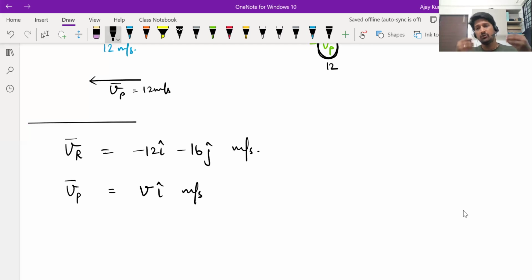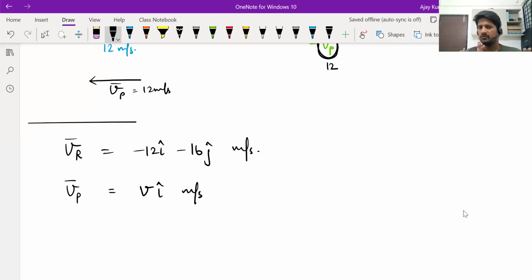Okay. V could be a positive value. V could be a negative value depending on whether the person has to move to the right or to the left. Let us take it generally like this. The velocity of rain was given in the question. The person either goes to the right or goes to the left. The person is walking on a horizontal surface.